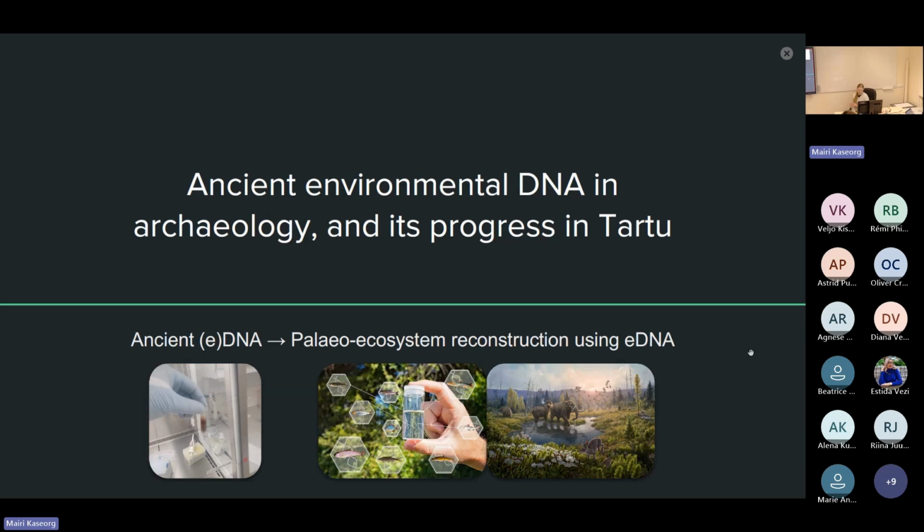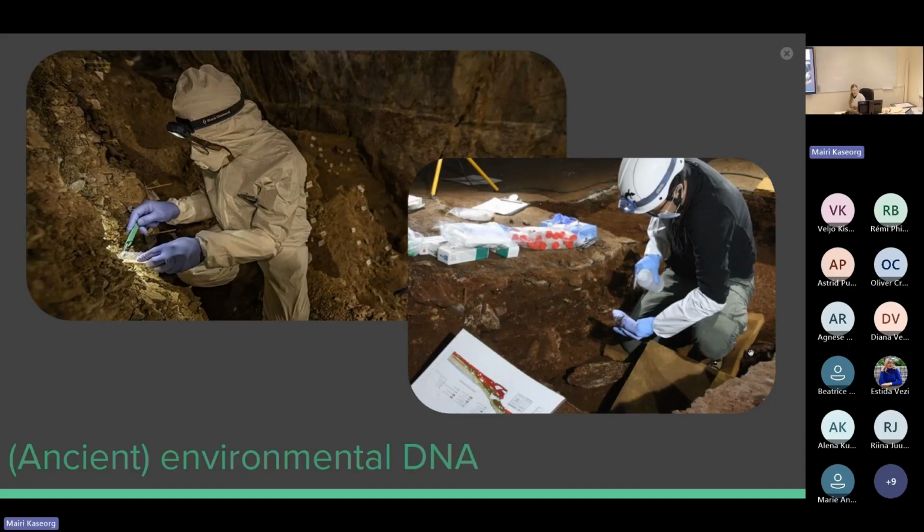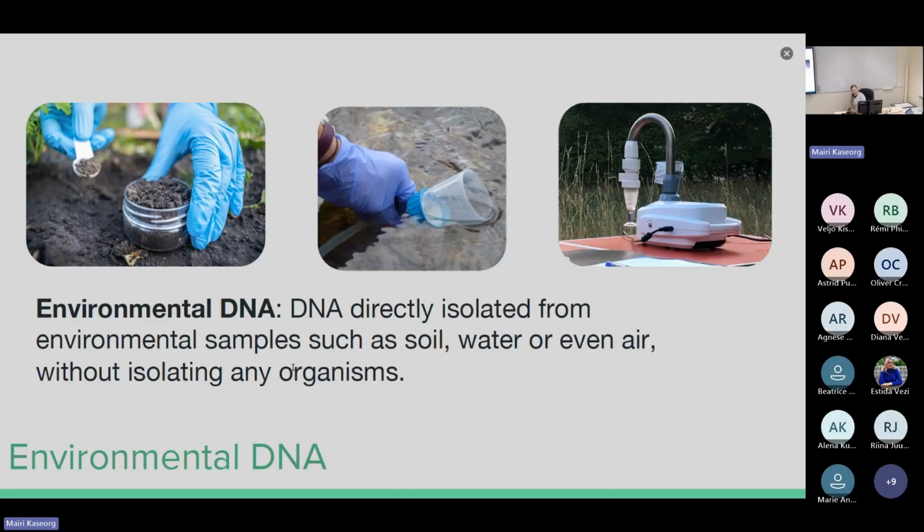So first, what is environmental DNA overall? We have here also several photos of Rory in different ways collecting that DNA. But environmental DNA is DNA that is isolated from environmental samples, not skeletal samples, etc. It can be either soil or water or even air. And so we are not specifically using any organism, but a material that includes many.